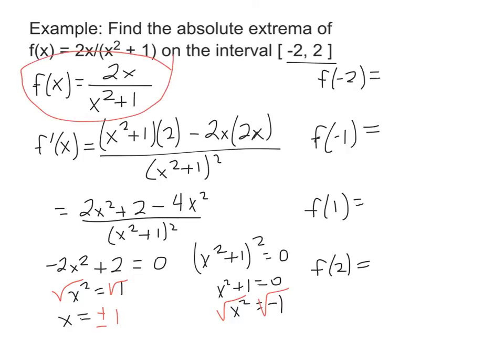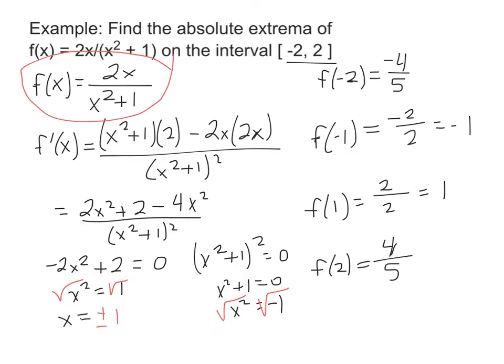So if I do this real quick, if I plug in negative 2, I'll have negative 4 over, I believe, 5. Negative 2 squared plus 1. For negative 1, I'll have negative 2 over negative 1 squared is 1 plus 1 is 2, or negative 1. If I plug in positive 1, I'm going to have positive 2 over 1 squared plus 1 is 2, which is positive 1. And if I plug in 2, I'm going to get 4 over 2 squared is 4, 5.